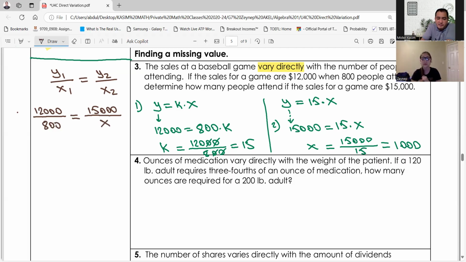First, simplify and cross multiply. If you simplify the left-hand side, that is 15 over 1 is equal to 15,000 over x. Now cross multiply and solve it, and you will get the same answer. Two different ways of solving this question. Sometimes the question may say to solve it using the proportion method, so that means I write the proportion, then solve it.